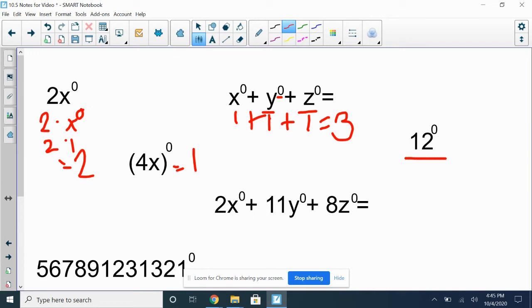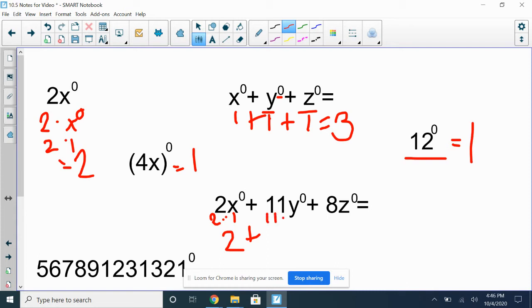12 to the power of 0, anything to the power of 0 is 1. So let's go ahead and look. Well, we already said 2 times x to the power of 0. Well, we know that is saying 2 times, well, x to the power of 0 is 1. 2 times 1. So we're left with 2 plus, well, y to the power of 0 is 1.